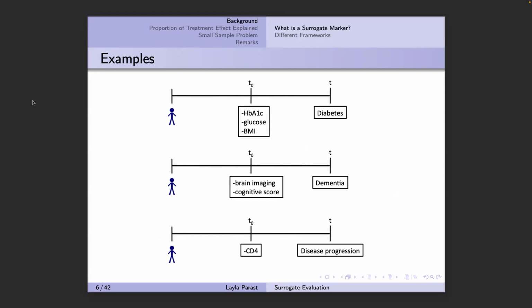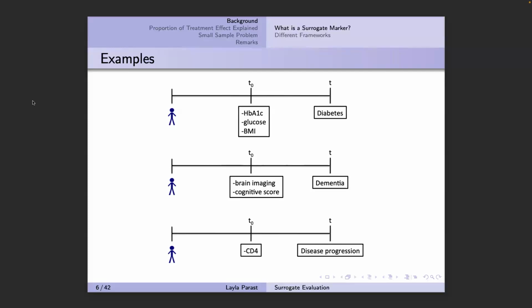So in the first one, my primary outcome is a diabetes diagnosis. So my treatment of interest would be something that's designed to prevent or delay diabetes diagnosis. But instead of waiting 5, 10, however many years, I want to look at the treatment effect at an earlier time point, T0, and some potential surrogate markers may be change in hemoglobin A1C from baseline to T0, or change in glucose, or change in BMI.